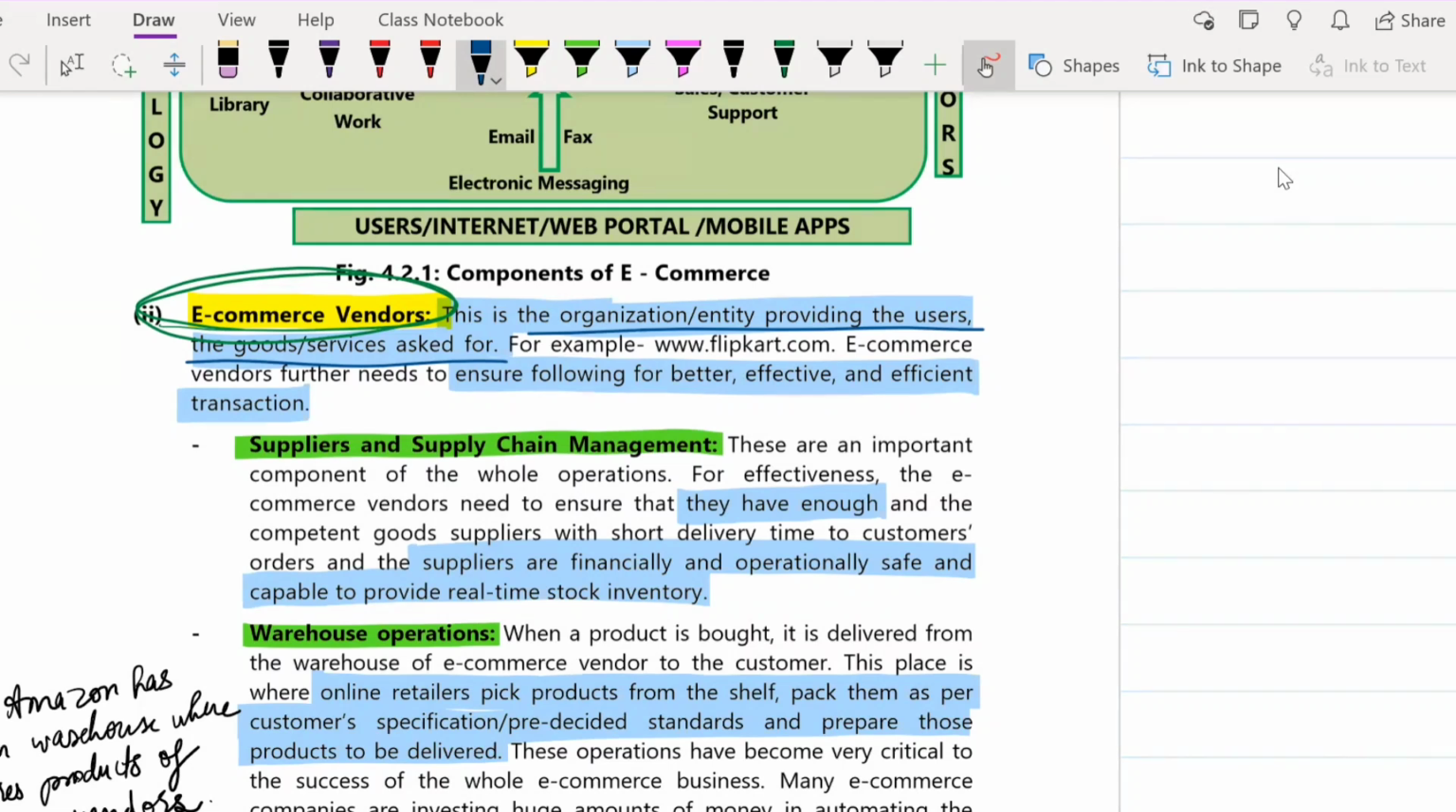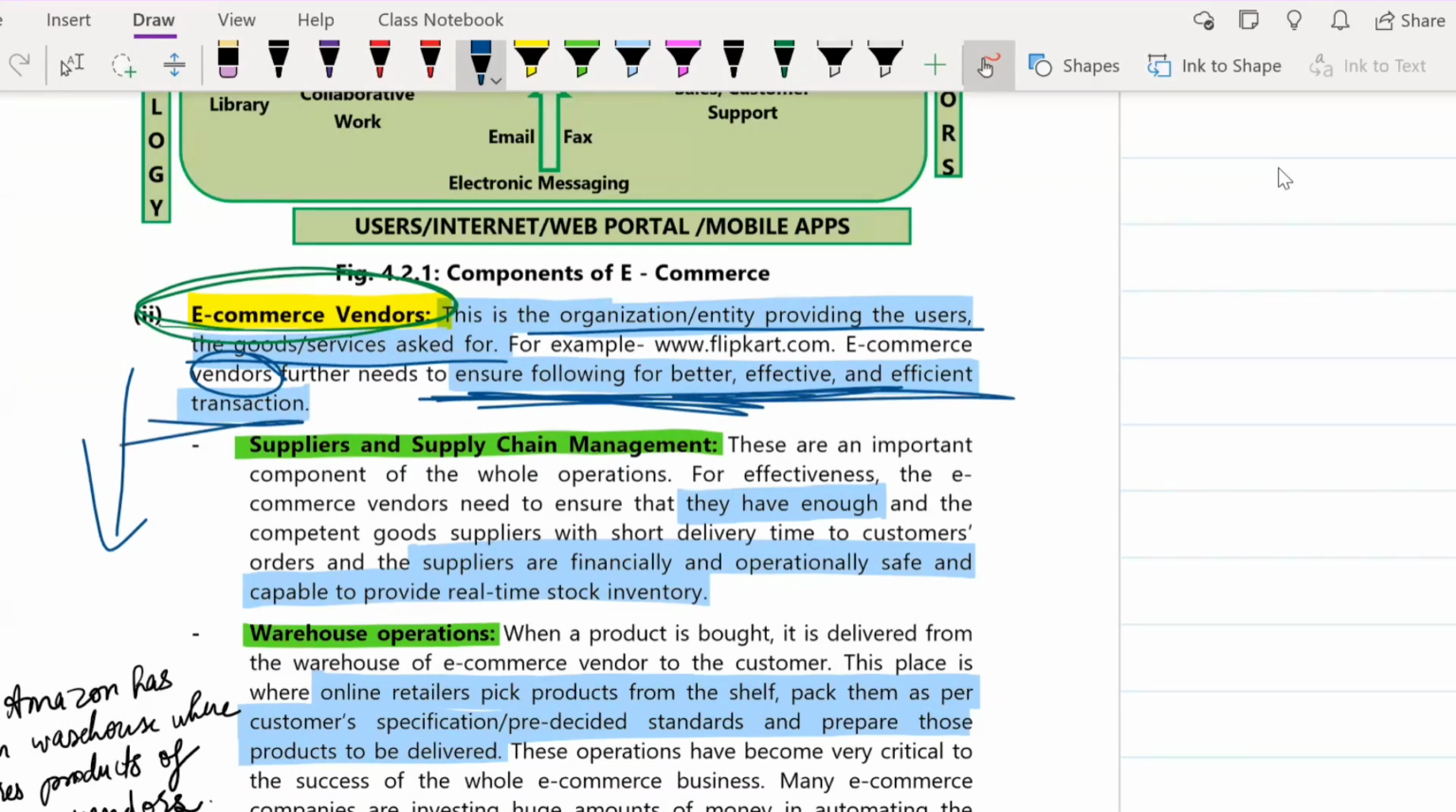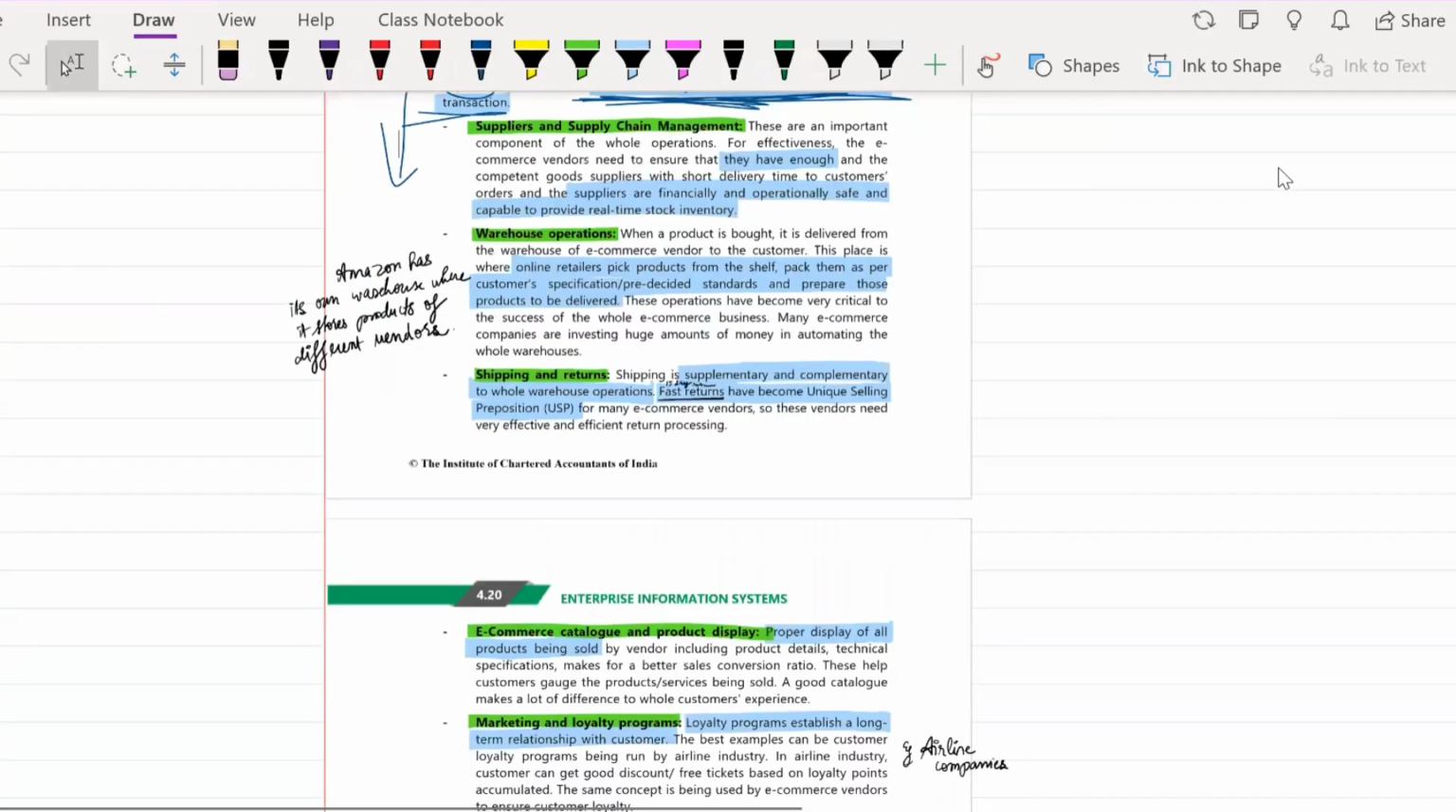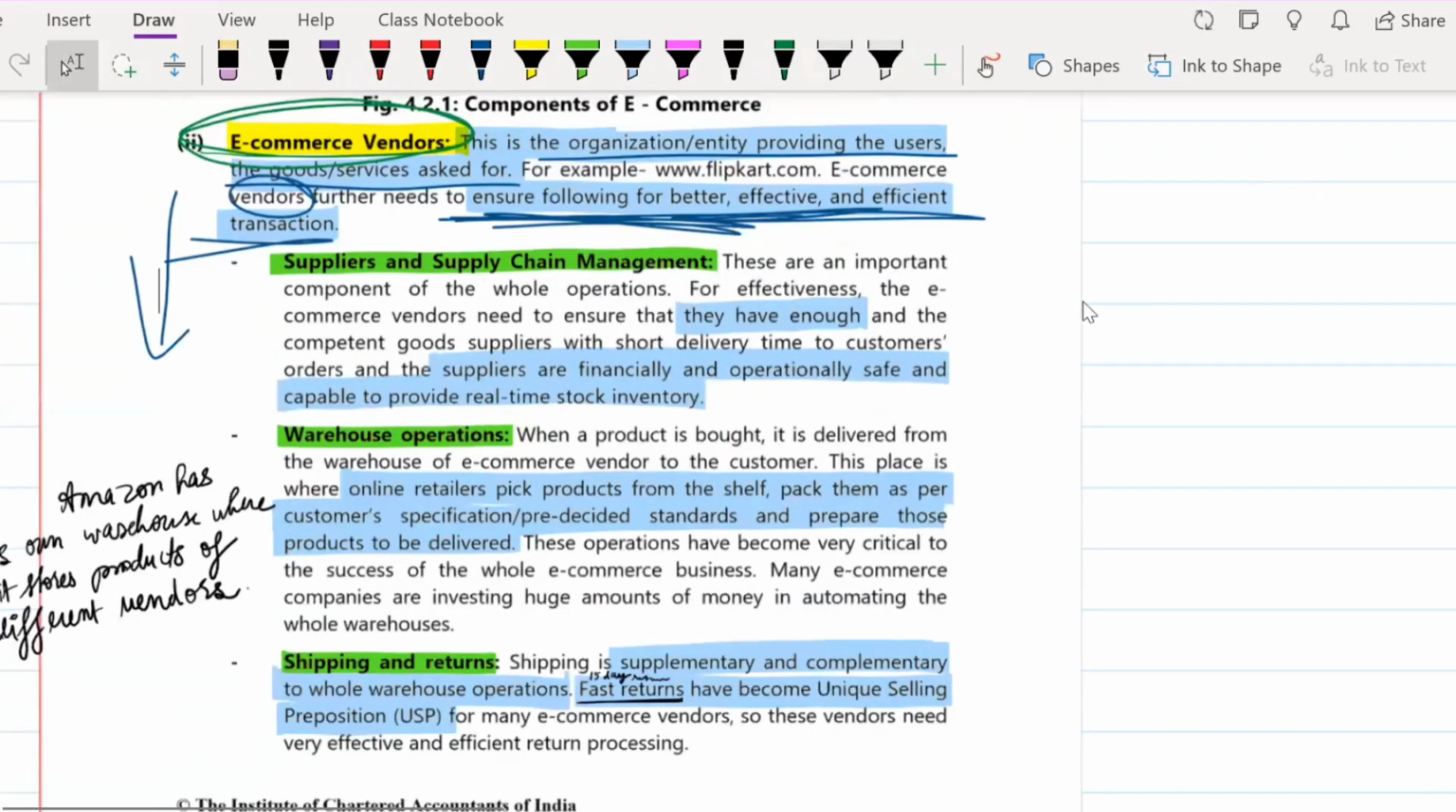Okay. A few things are given below here, which the vendor, Amazon, needs to ensure so that there is a better, effective, and efficient transaction. So what Amazon needs to ensure is, first, that the suppliers and supply chain management should be good.